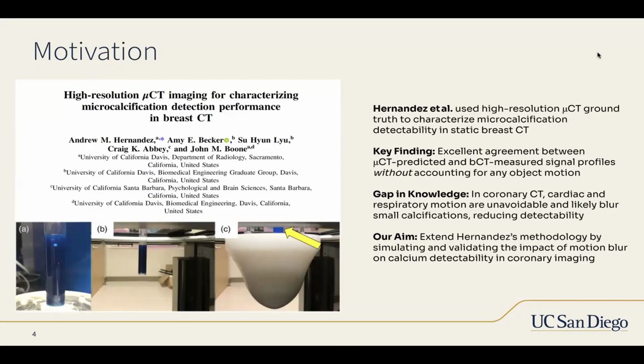Our motivation for the study was based on this paper where this group looked at high resolution micro CT imaging for characterizing microcalcification detection in breast CT. And in coronary CT, cardiac and respiratory motion are unavoidable, and they likely blur any small calcification. So this reduces the detectability threshold. And so our aim was to extend this group's methodology by simulating and validating the impact of motion blur on calcium detectability in coronary imaging. This group just looked at static microcalcification, and so we're looking at motion.